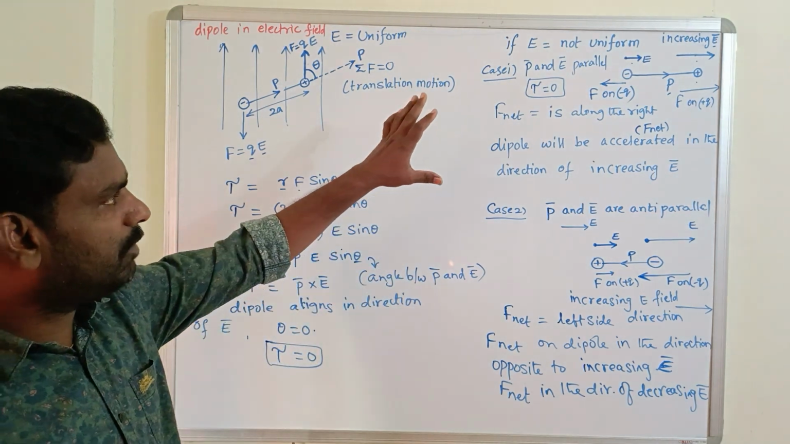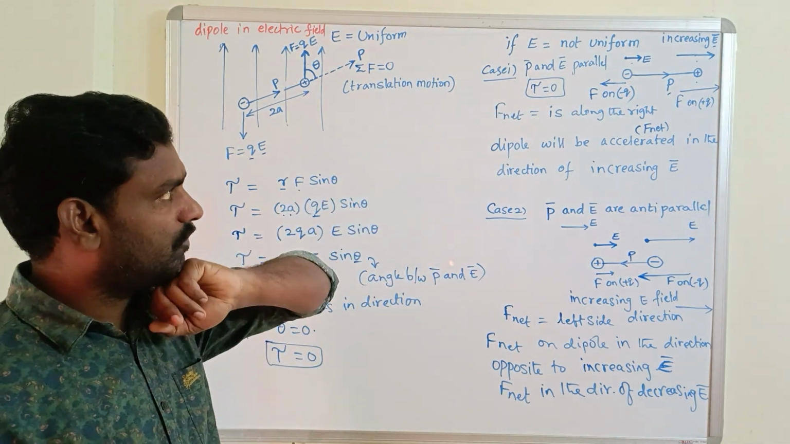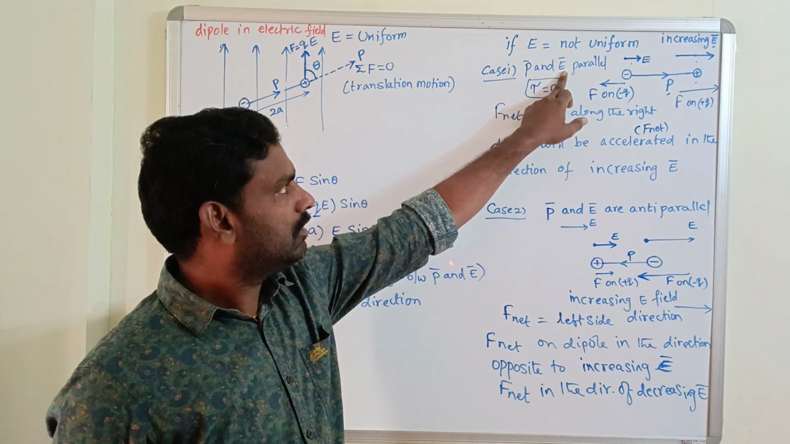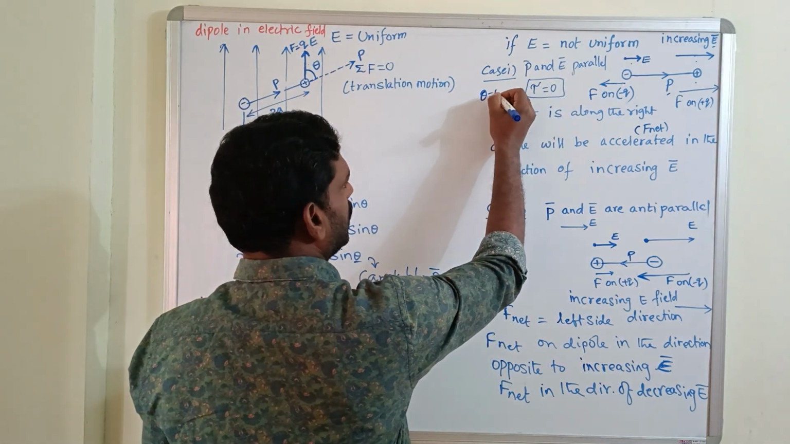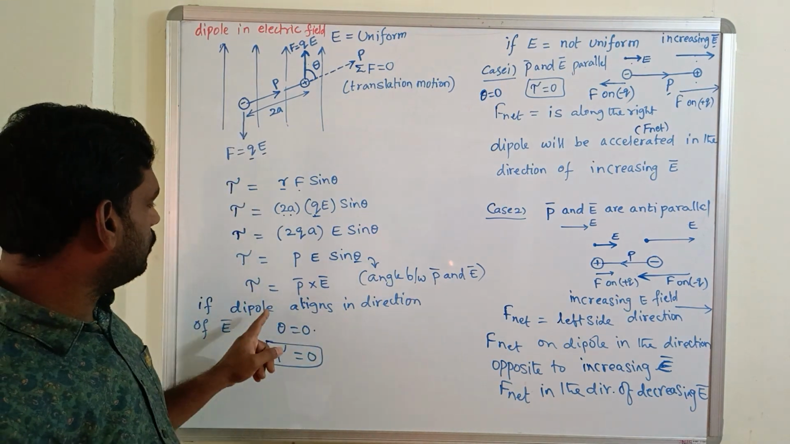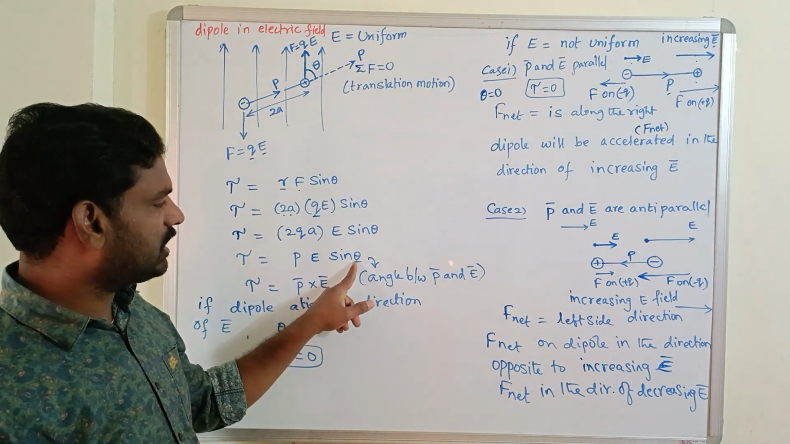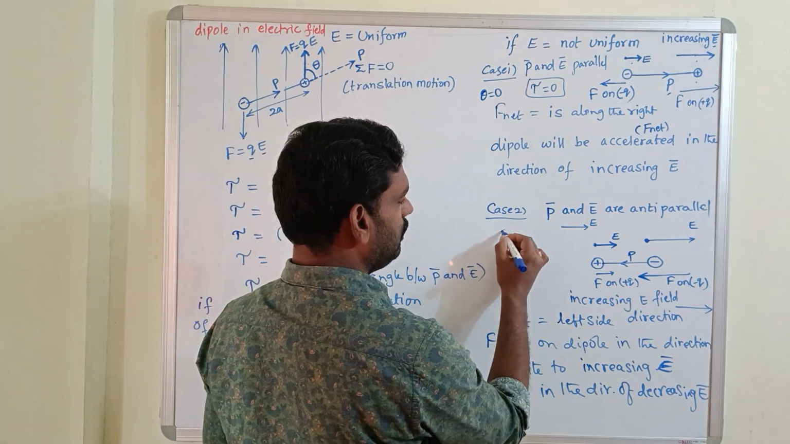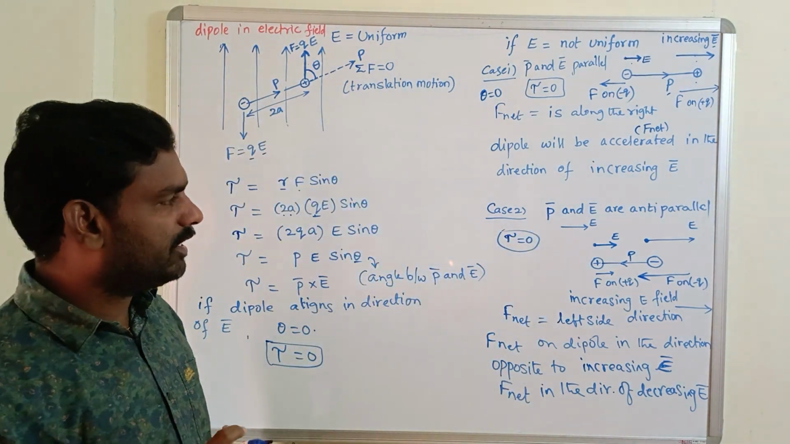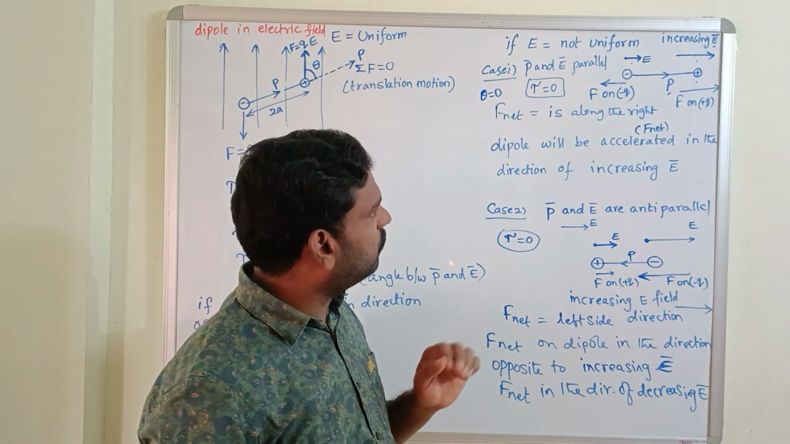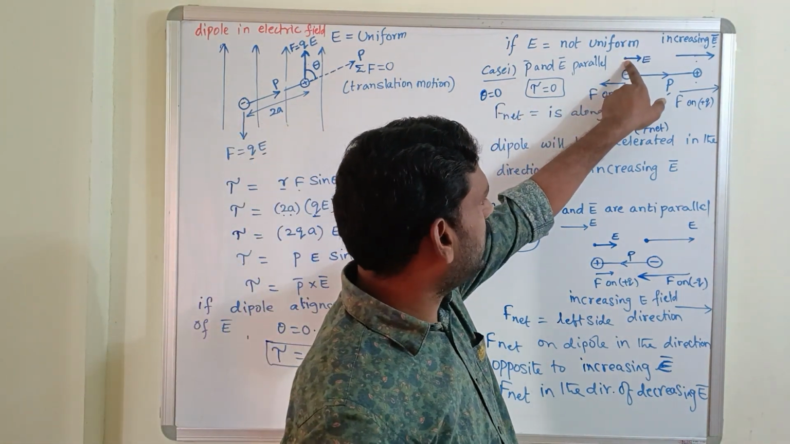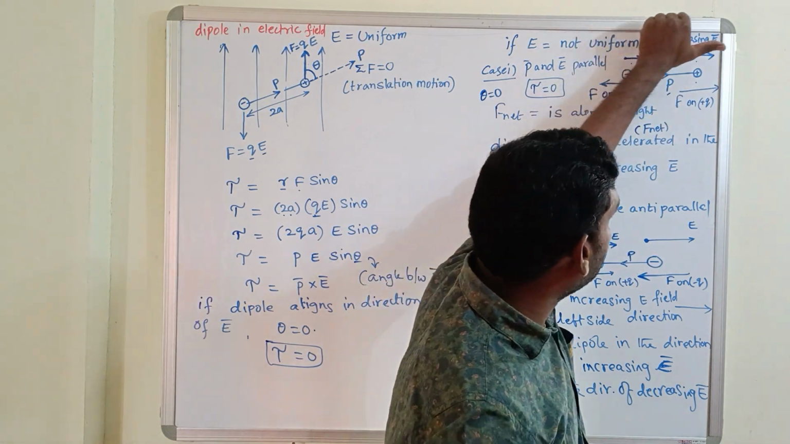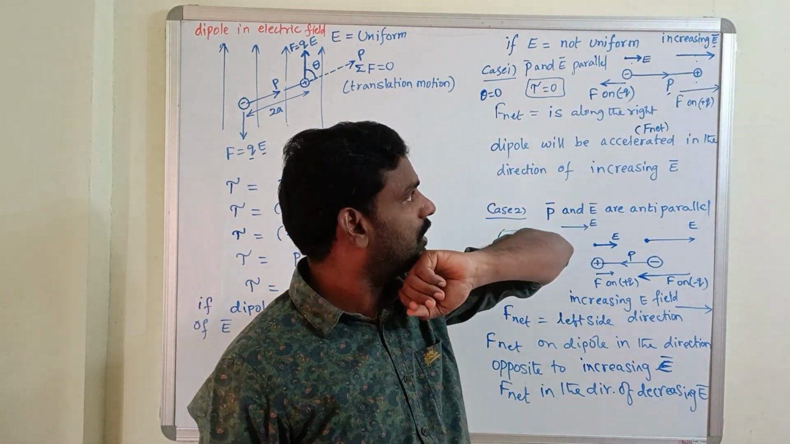When the dipole is kept in an external non-uniform electric field, we discussed two cases here. If the dipole moment and electric field are parallel, the angle theta between them is equal to 0. We know that torque equals PE sin theta, and sin 0 is 0. So torque equals 0 in both cases. In this case also the torque is 0, because the angle between P and E is 0. I am focusing only on the net force. The electric field at this point is less and at this point is more. It is non-uniform, so there are different electric fields. Right side is the direction of increasing electric field.